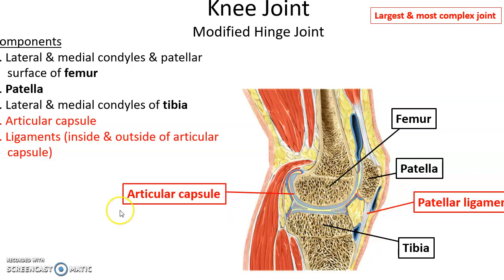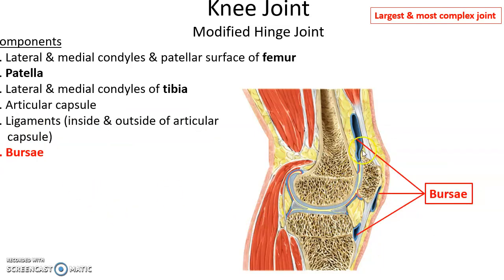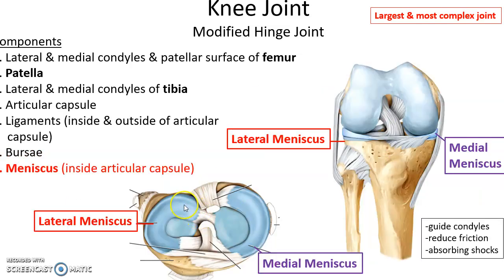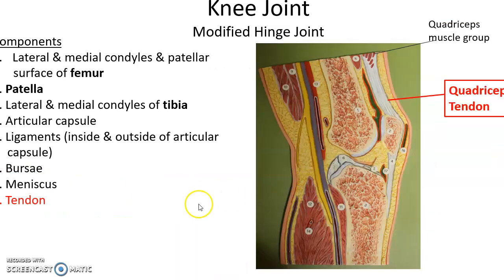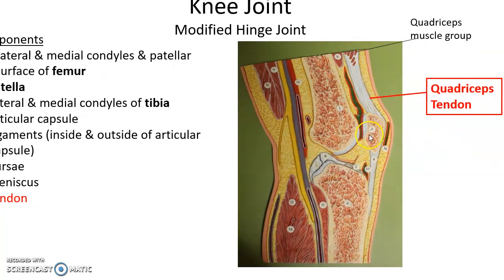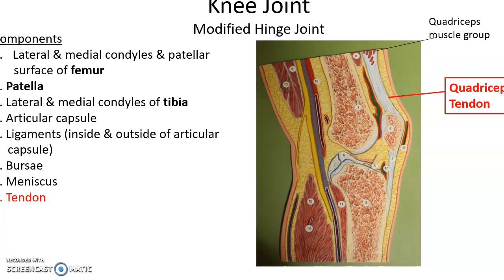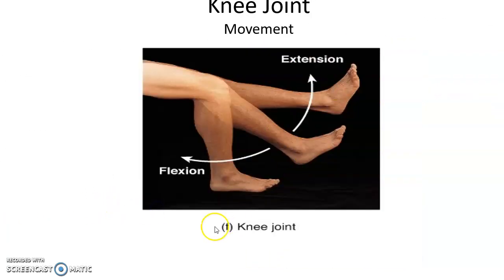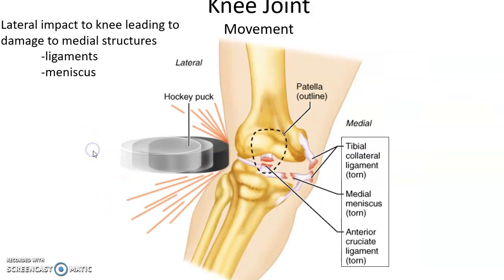There's an articular capsule with synovial fluid. There are bursae, many bursae in the knee. And there are also two menisci, lateral meniscus and medial meniscus, made of fibrocartilage. They are inside the articular cavity. They help to guide the condyles, hold them in place, and reduce friction and absorb shock. There's also a tendon, the quadriceps tendon, going from the quadriceps muscles to the patella. And it allows for flexion and extension.